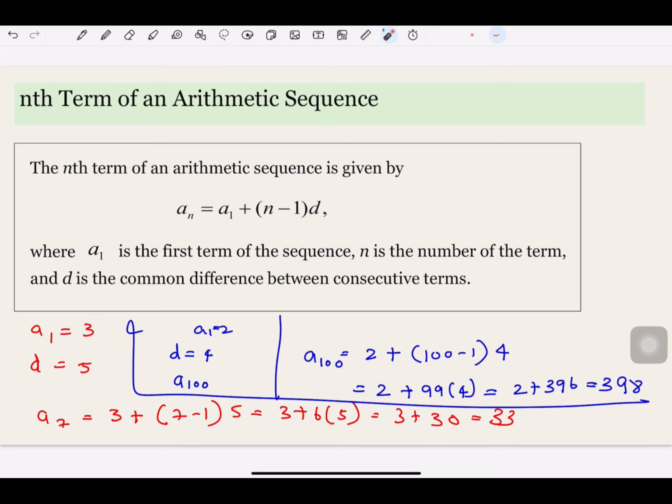So, quick summary: you can use this formula to find any term in an arithmetic sequence. You just plug in the first term, the common difference, and the term number. This is a fast, efficient, and very useful way to study long sequences.